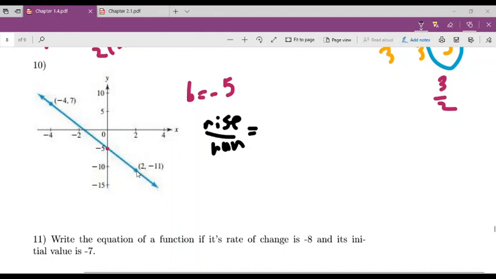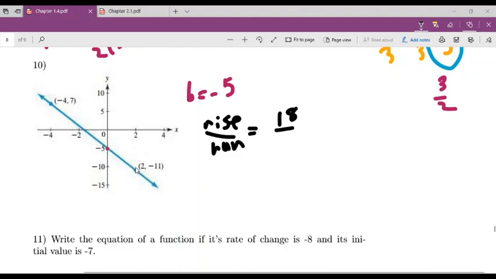So we're rising from here. You've got to watch your scale. Okay, we're starting at negative 11 and we're going up to 7. So if we're going up from negative 11 to 0, that's 11 that we're going up. Then we're going up 7 more. So we're rising 18 from negative 11 to 7.